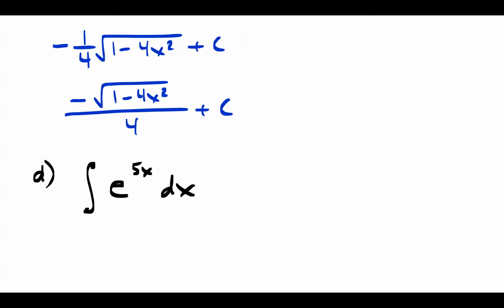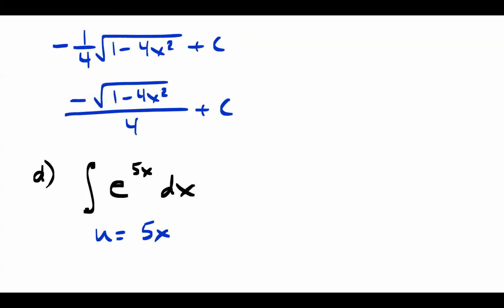Could I get a hint of which is the innermost function? It would be 5x. Yeah, it's 5x. The inside function is 5x, right? Because it's e to the 5x. So we'll go through it together. That's my u function. So think about what is your du.